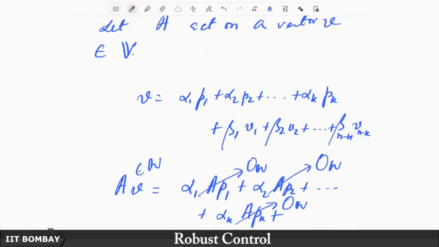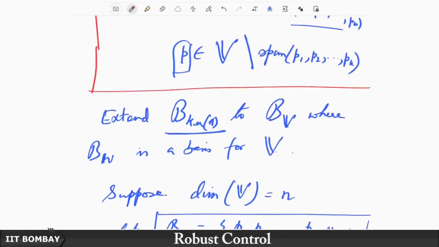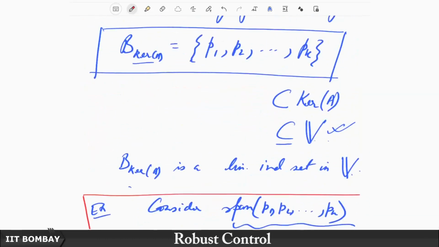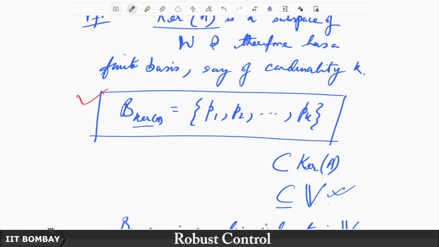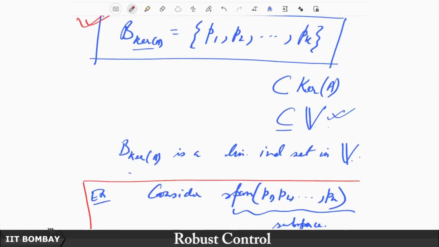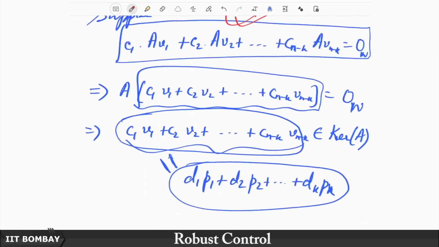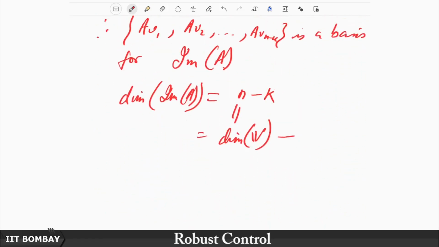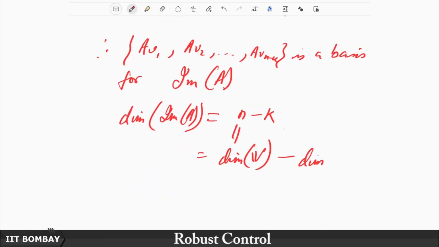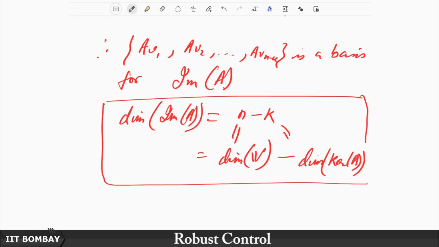Notice, by my choice itself, I have defined that the kernel of A has a dimension equal to k, that is embedded in this consideration, right. So, therefore, this leads to the conclusion that this is equal to the dimension of kernel A, and ergo we have proved the rank nullity theorem for linear maps from one finite dimensional vector space to another.